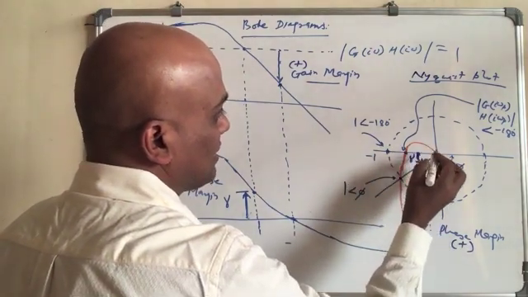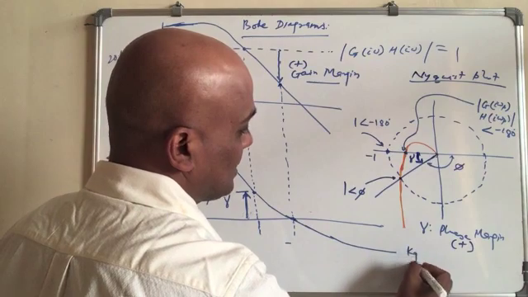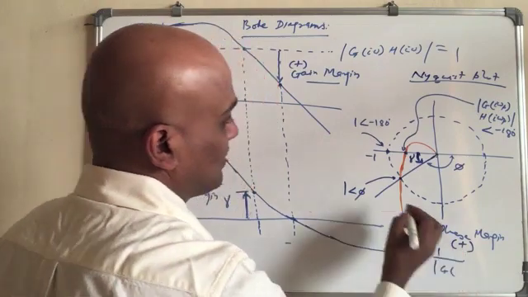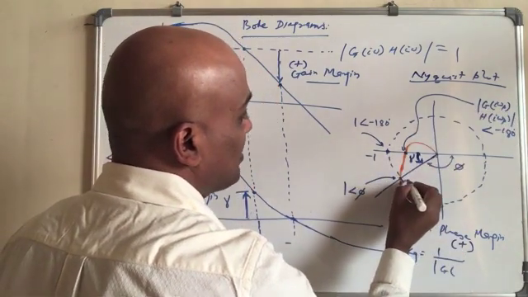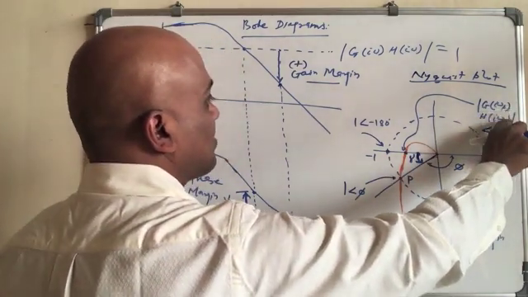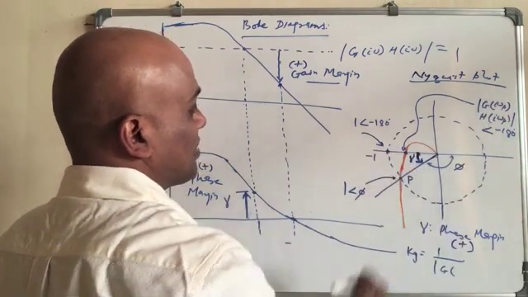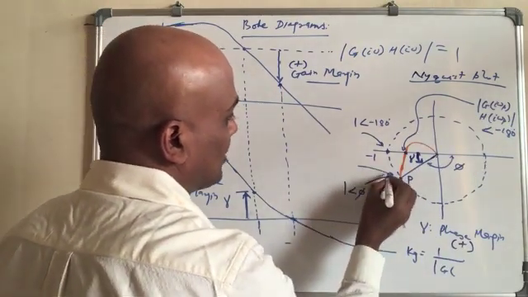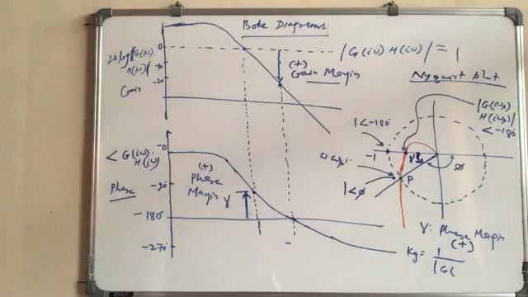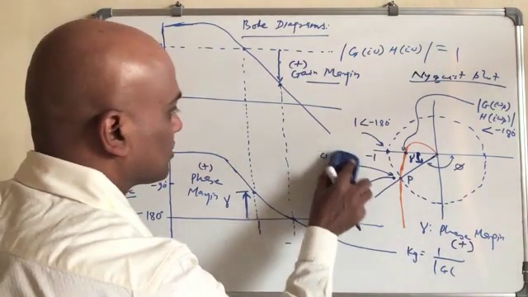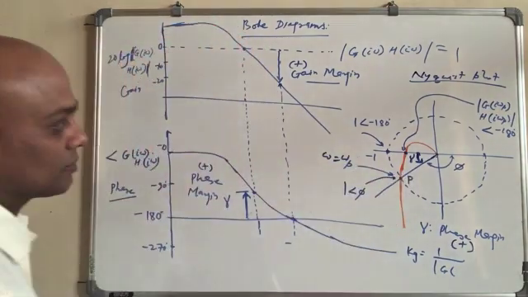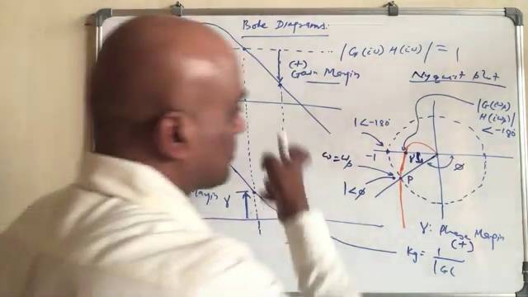The gain margin is nothing. We know that gain margin Kg is equal to 1 over this. So this is point P. The P subscript refers to this point P. At this point we have omega equal to omega p, right there.